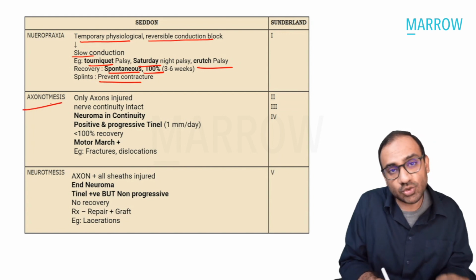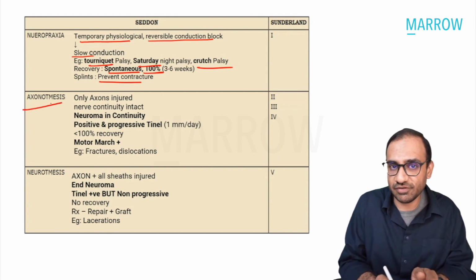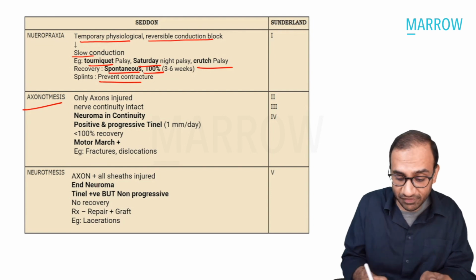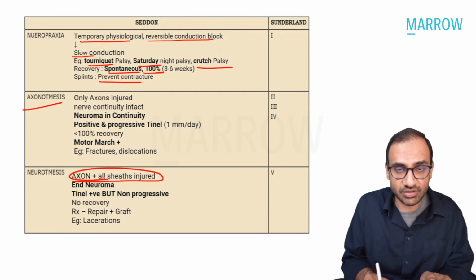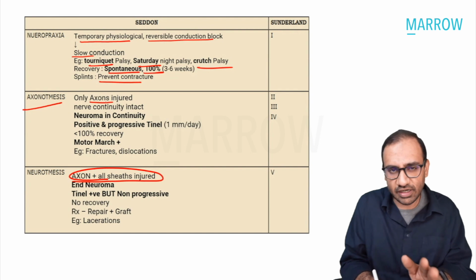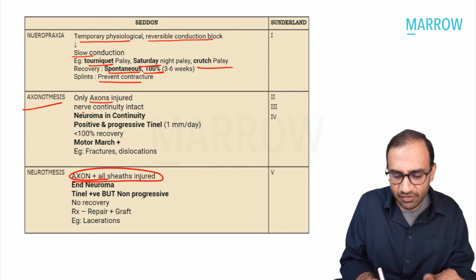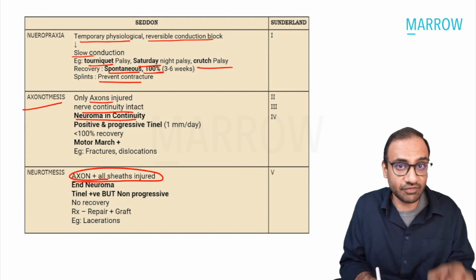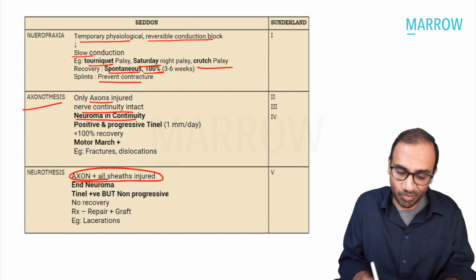And in axonotmesis, only the axon is injured, plus minus a few sheaths, but the sheath should remain intact. Not everything is injured, because if everything is injured, then it is neurotmesis. So in axonotmesis, the axon is definitely injured, plus minus a few sheaths. Nerve continuity is usually intact, and a neuroma is formed. This is known as a neuroma in continuity. And whenever there is a neuroma, there is a positive Tinel.